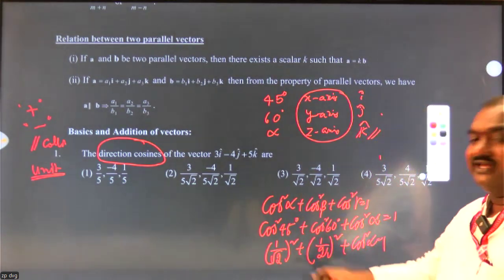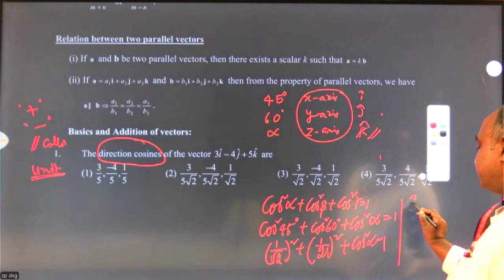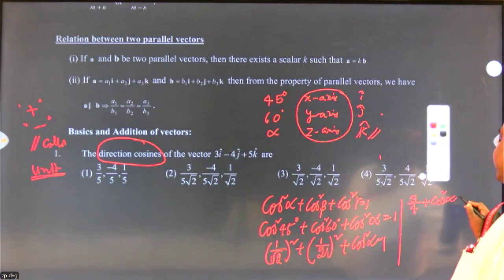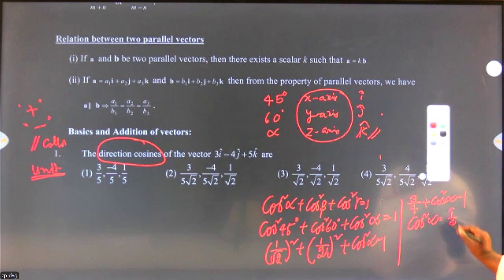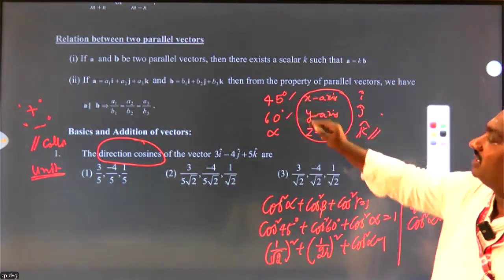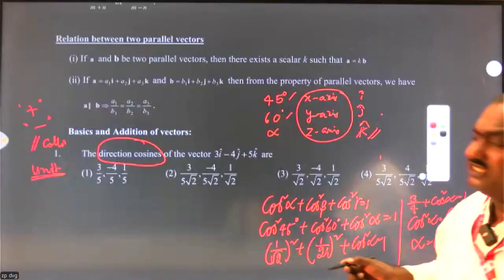Now, 1 by root 2 whole square is 1 by 2, and 1 by 2 square is 1 by 4. Then you get 3 by 4 plus cos square alpha is equal to 1. Taking it to the other side, cos square alpha is equal to 1 by 4, which is 1 by 2 whole square. Usually we take plus or minus, but these values are plus, so we consider plus. That means cos alpha is 1 by 2, so alpha is 60 degrees. This is the basic root level.